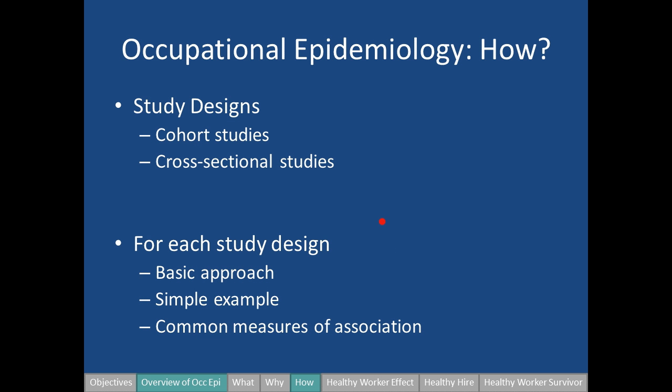So I'll talk about two different study designs, cohort studies and cross-sectional studies. Now for each of these, I will talk about the basic approach. I'll go through a simple example just to help you understand it, and then some common measures of association.